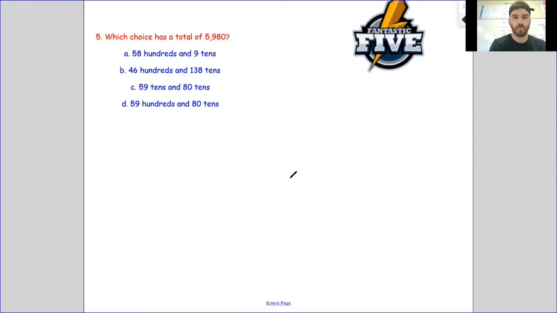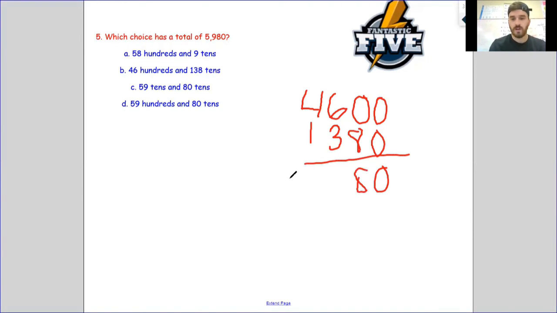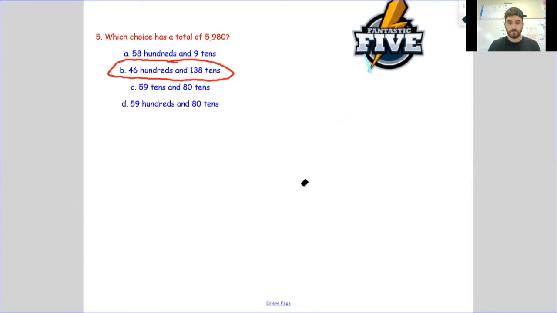All right, then I would try B, 46 hundreds. So I would write 46, and I would add 2 zeros because it's hundreds. And then 138 tens. I would write down 138 and add 1 zero because, again, it's tens. Add those up, and that gives me exactly what I'm looking for, 5,980. Now, guys, when you look at that answer choice, that looks nothing like 5,980. Doesn't matter. If you do the work and add the zeros, you're going to see that that one's equivalent or it's equal. So I'll still do C and D anyways.